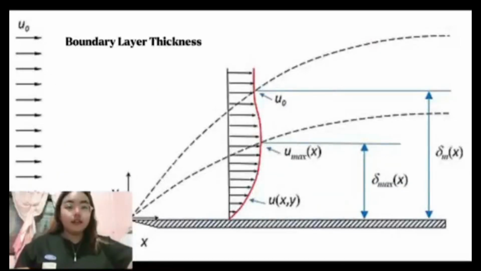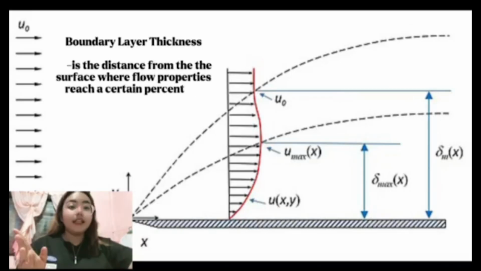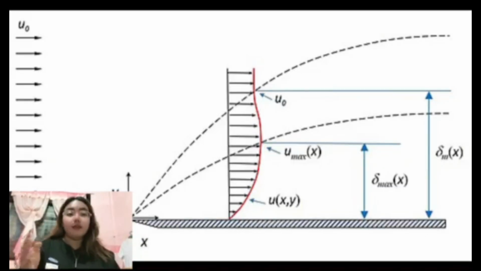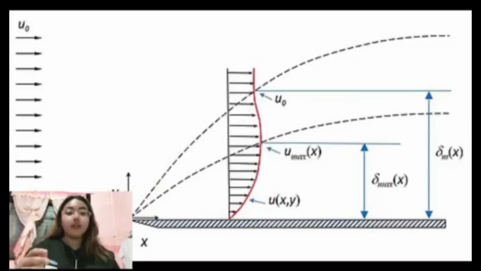Boundary layer thickness is the distance from the surface where flow properties reach a certain percentage of the free stream value. There are two types of boundary layer thickness, the displacement thickness and the momentum thickness.